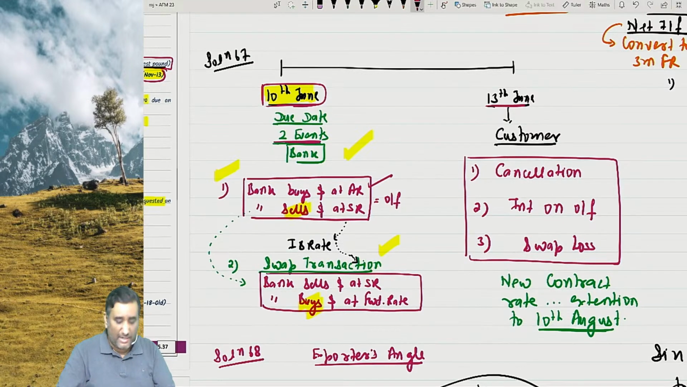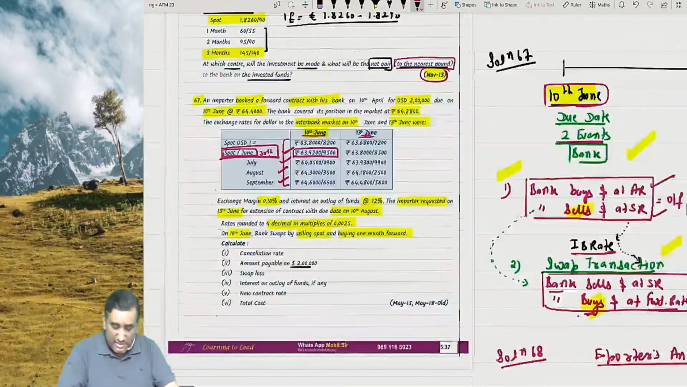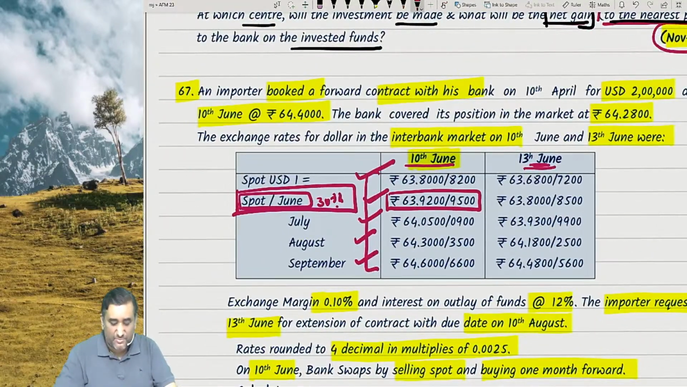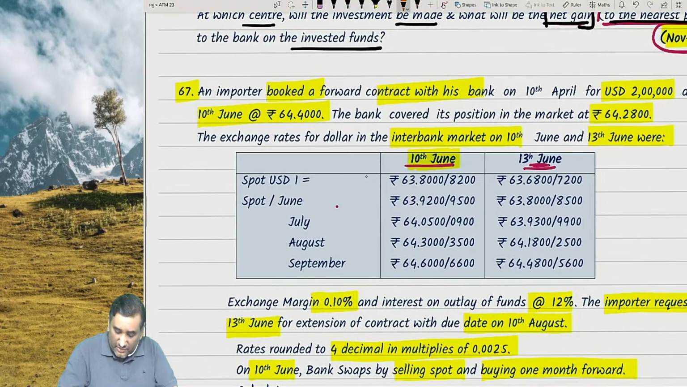Bank buys at the agreed rate, bank sells at the spot rate. Interbank would be the same selling and buying. Although the question is mentioned, we'll do bank sells and bank buys at the forward rate. This has to be the nearest rate possible. And when we use the words nearest rate possible, the nearest rate on 10th June is, if this is my spot rate, then second also he said spot. Spot he is only using for the T+2 system. That's it, nothing else. The nearest spot is available. If this is my spot, the nearest is this rate which is available.